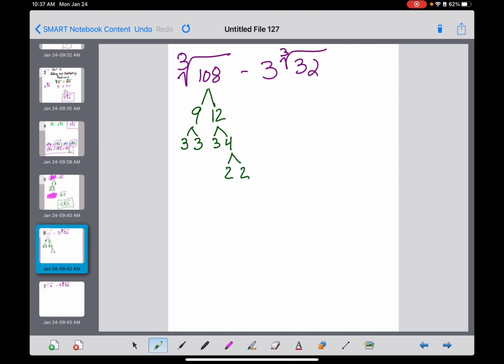What are we looking for? 2s or 3s? 3s. So we've got 3 3s, so that gets to come out. What do we do with those 2 2s? Does it become 2 or 4? 4. Got to multiply them back together. So the cubed root of 108 is the same thing as 3 times the cubed root of 4.